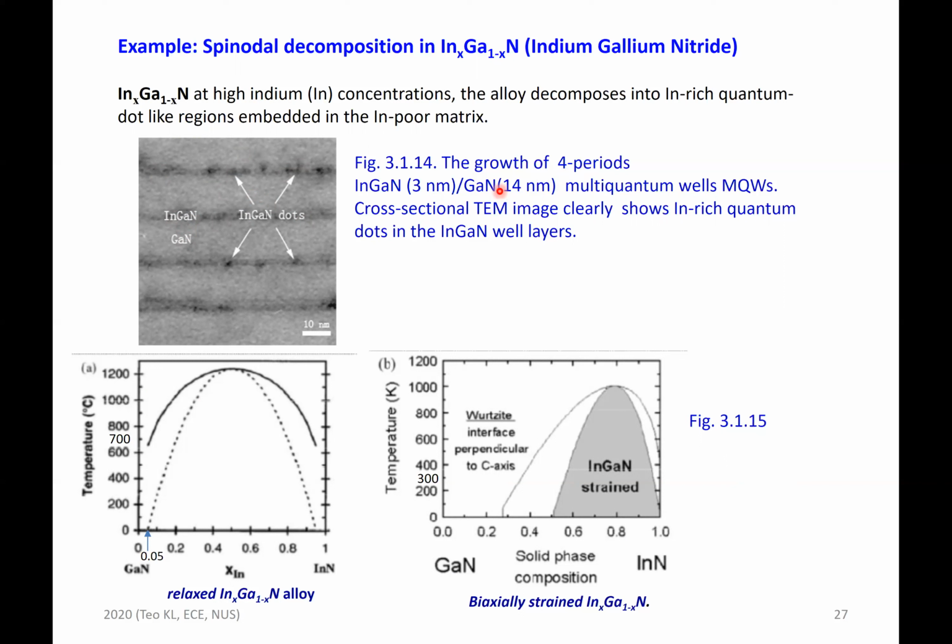The gallium nitride forms the barrier. Indium gallium nitride forms the well. So you have gallium nitride, indium gallium nitride, and gallium nitride. So this is one period of a single quantum well. And then you grow another period, and then another period, of another single quantum well. So this is 4 periods of quantum well. We call this a multiple quantum well. Now you can see that in the layer of indium gallium nitride, there are small dark spots.